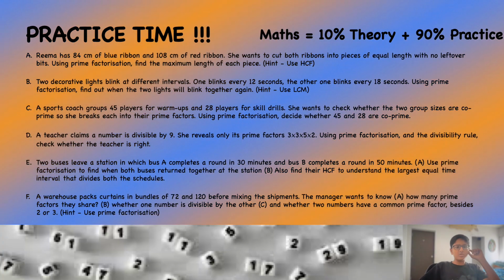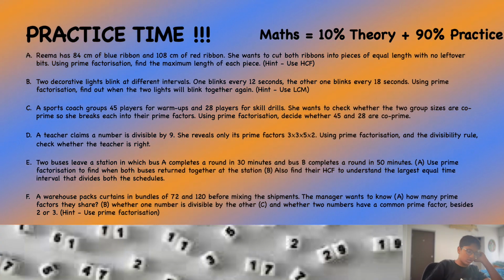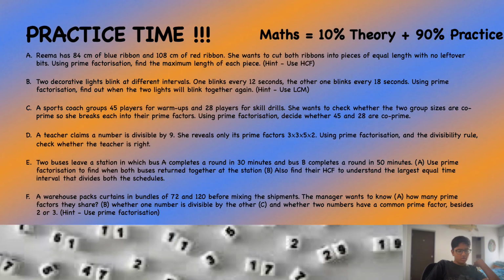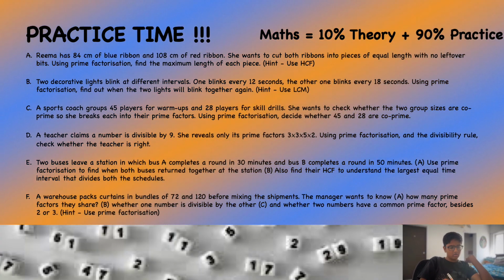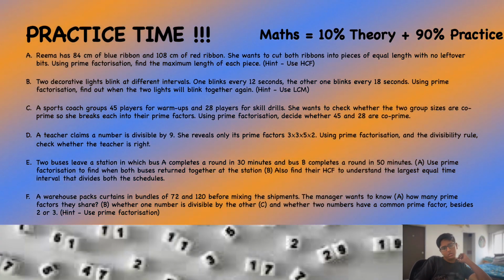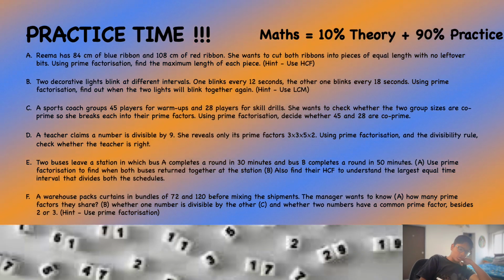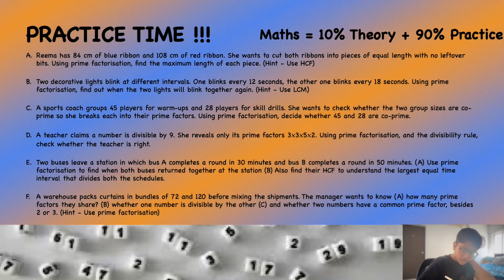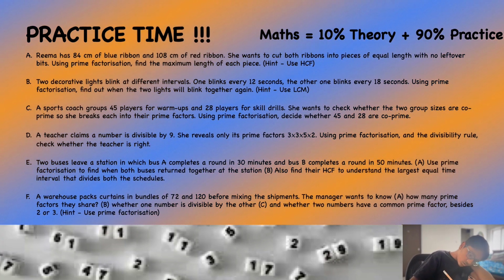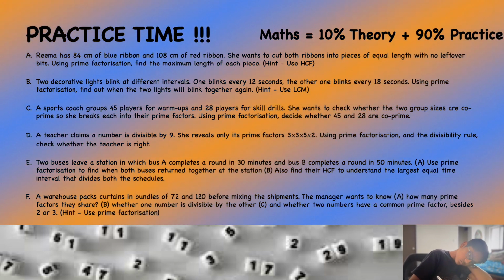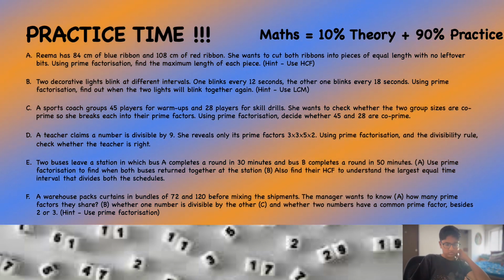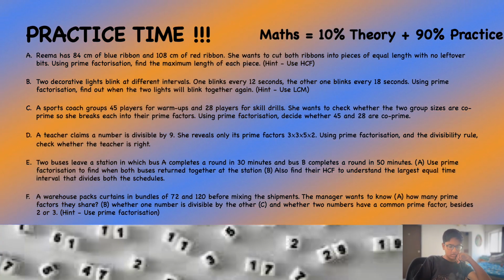Next, a warehouse packs curtains in bundles of 72 and 120. So 72, I think we already did it. 2 into 2 into 2 into 3 into 3. And then 120 is 2 into 2 into 2 into 3 into 5. Yes, wonderful.